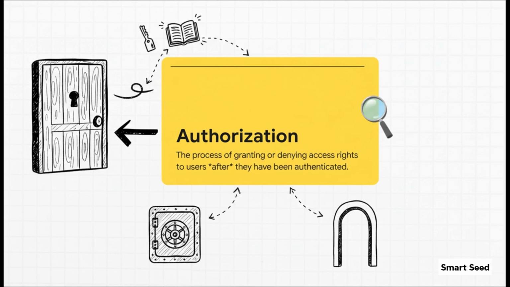Do you have the key to the library? Are you allowed in the treasury? Or are you stuck in the main hall? So remember this, authentication gets you through the front door. Authorization decides where you can go from there.